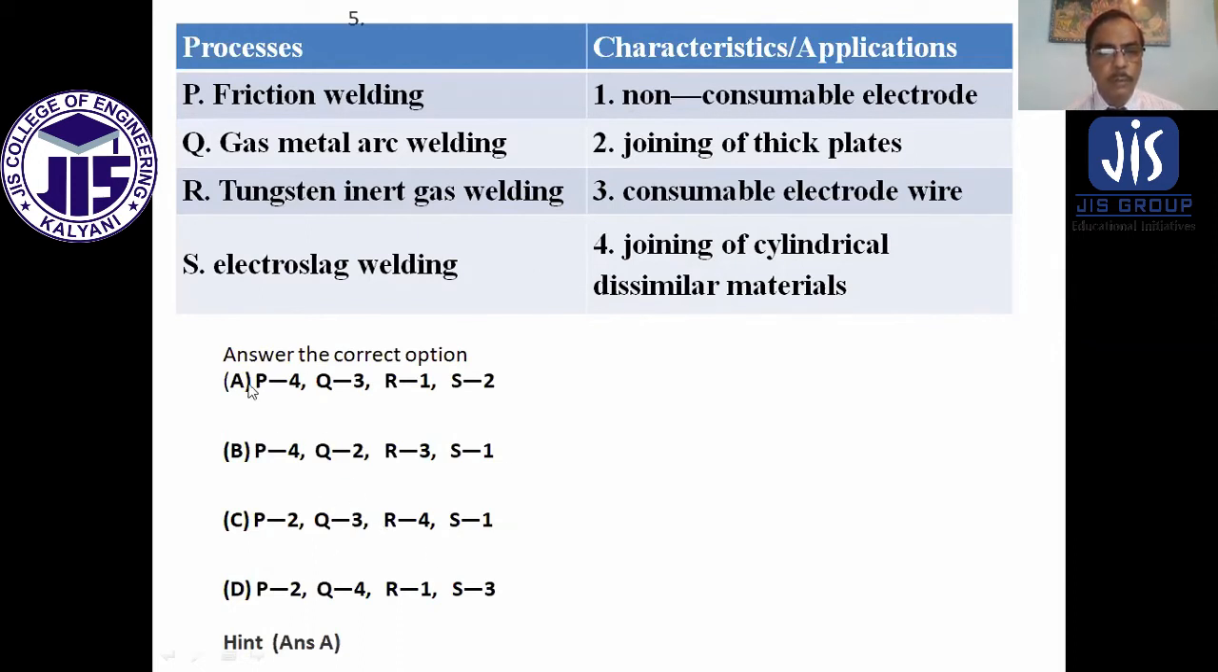Here you can see that option A is correct. P is friction welding, 4, joining of cylindrical dissimilar material; friction welding can do that. Q3, gas metal arc welding, 3, consumable electrode. R1, yes, tungsten non-consumable electrode. S2, electroslag welding, thick plates. So option A is the correct answer.